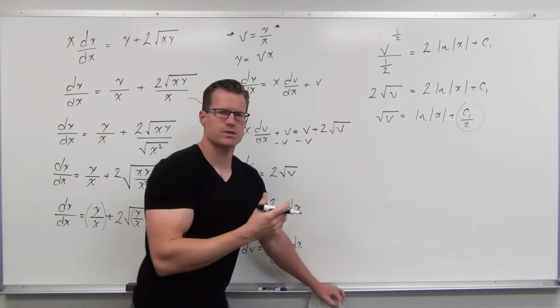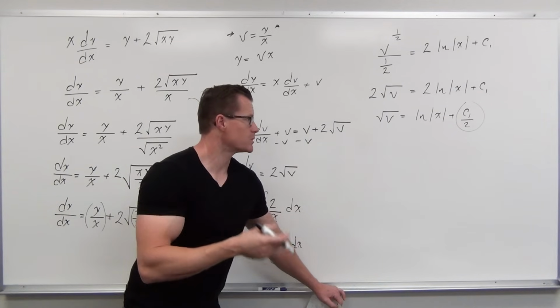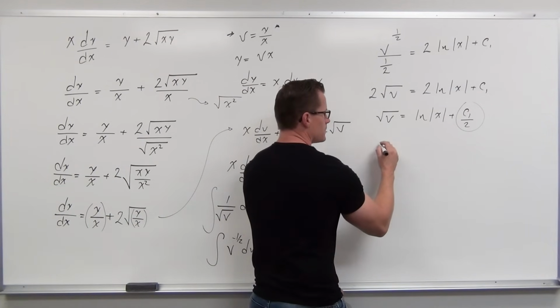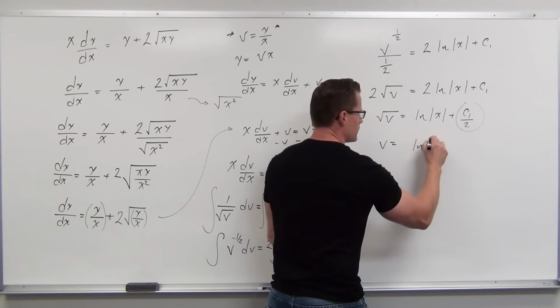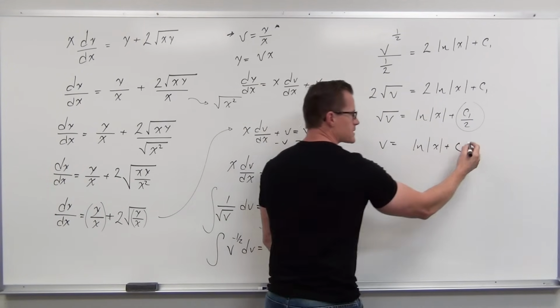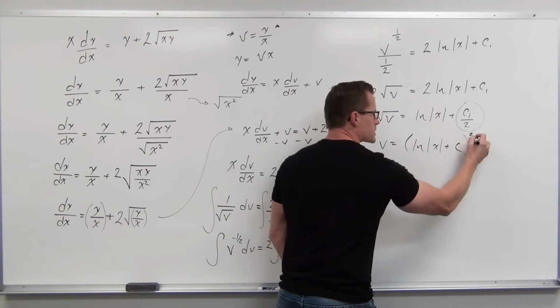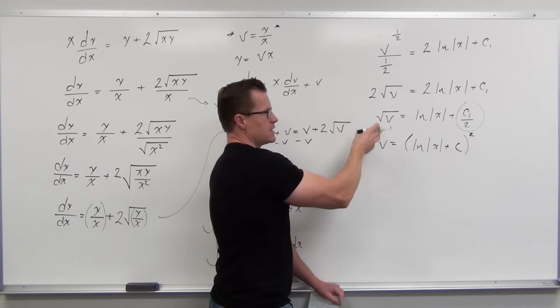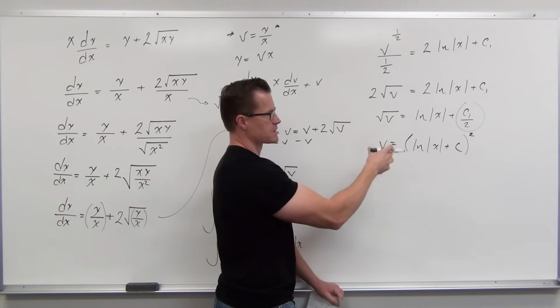You could square both sides right now if you wanted to. So let's square both sides. I'm wrapping up the c sub 1 over 2 as c. I'm squaring both sides. So v squared equals the square of ln absolute value of x plus c.